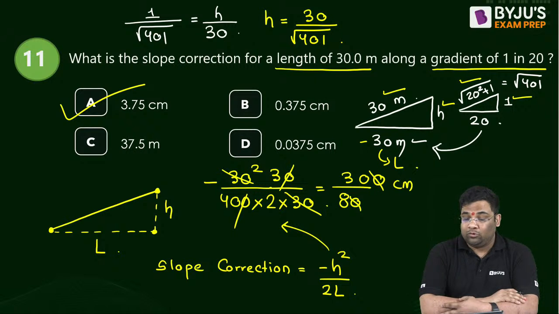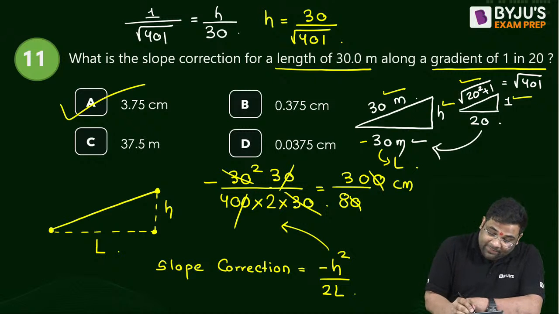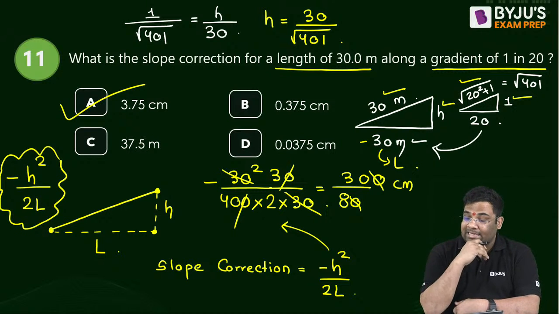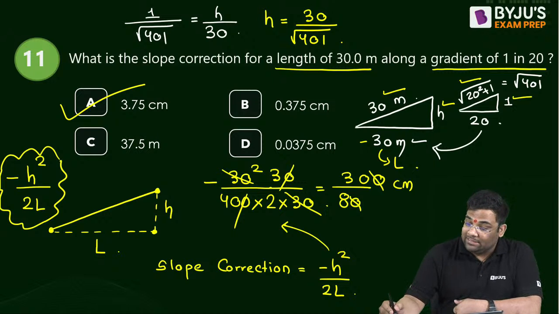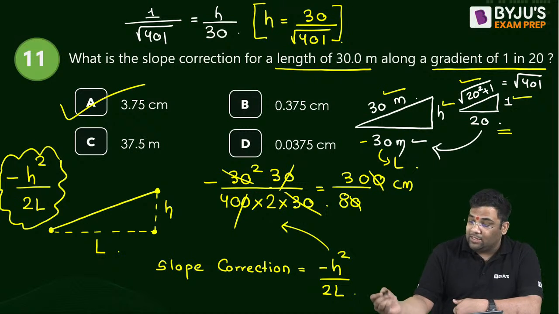Everyone understood how to solve this question of gradient if they ask like this? They will ask in two forms. If they give h and L, then h square by 2L is the slope correction, very easy. But if they don't give it like this and give the gradient, then you find h by the method which I explained to you.